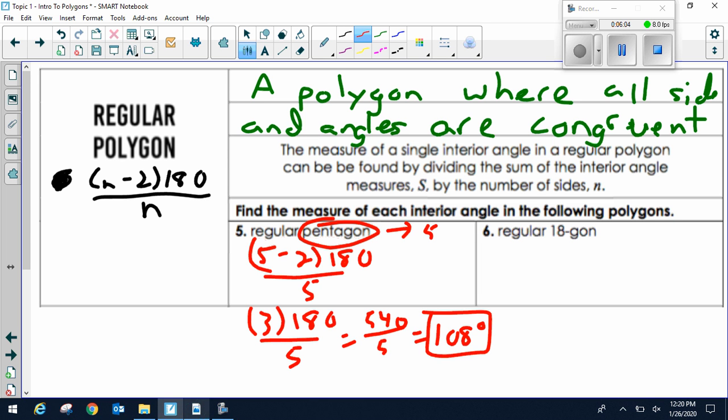Now, you can only do this when they're regular. Okay, so regular. And same thing for the next one, right? So it would be 18 minus 2 times 180 all over the number of sides, 18. Well, 18 minus 2 is 16, times 180 over 18.